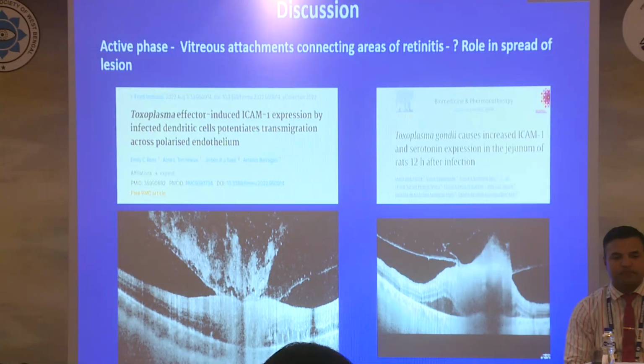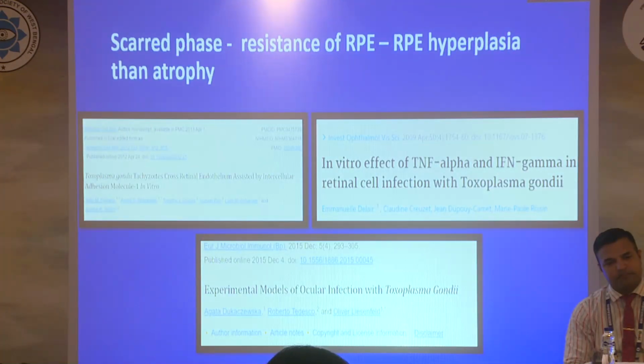Coming to the discussion, active vitritis in toxoplasma cases: we can see vitreous attachment uniformly seen in all cases at the site of retinitis, and the retina in between the lesions was normal. This suggests that the vitreous could be a culprit in the transmission of the tachyzoites. The role of ICAM-1 in transmission of toxoplasma has been previously studied in dendritic cells and also in a jejunum in vivo study. We suggest that ICAM can also be a culprit in the transmission of tachyzoites through the vitreous.